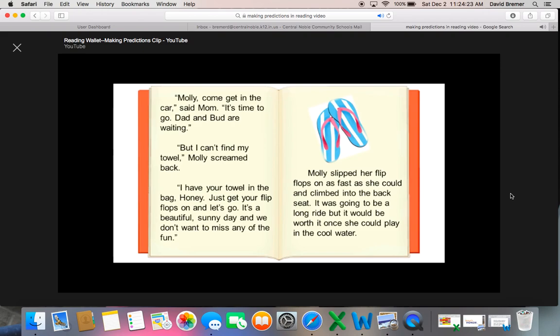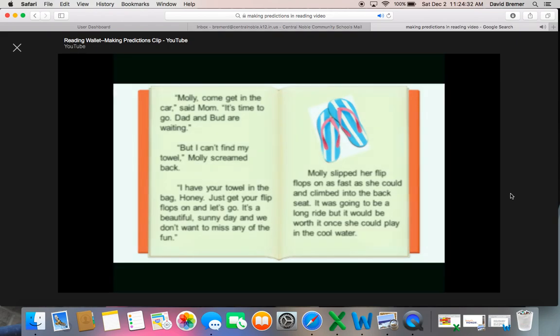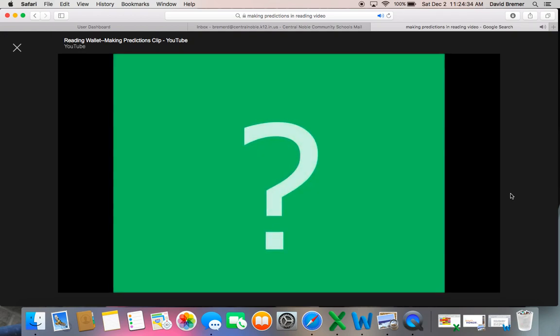Molly slipped her flip-flops on as fast as she could and climbed into the back seat. It was going to be a long ride, but it would be worth it once she could play in the cool water. Where do you predict this family is going?